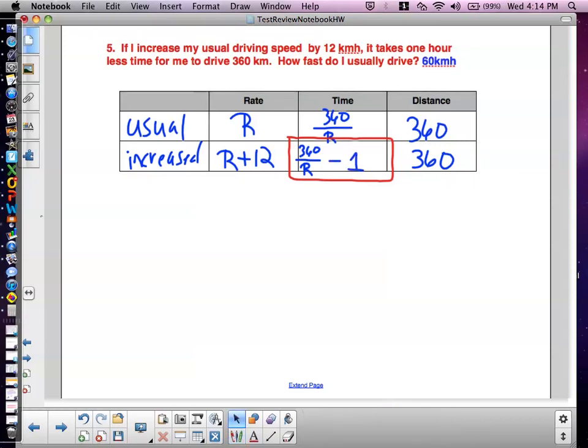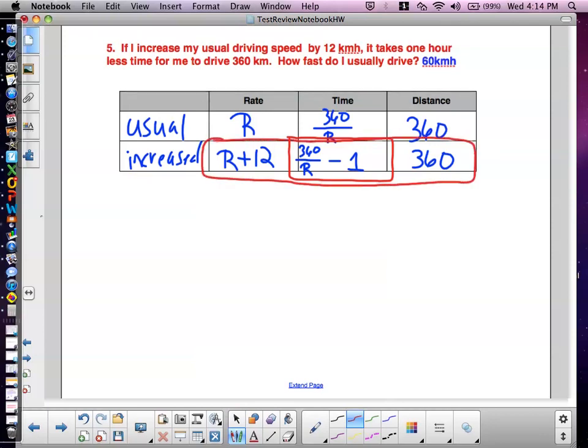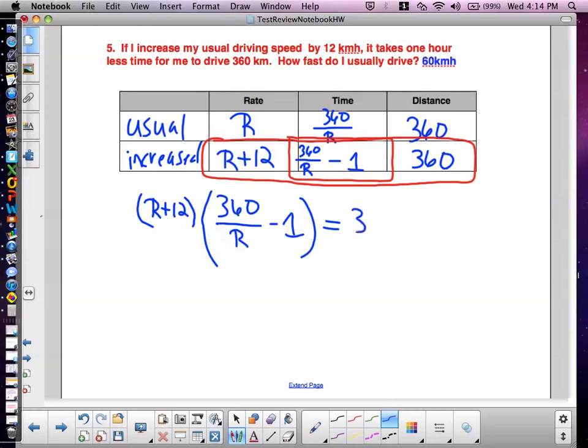So the equation that would allow me to solve for R comes from the second row of the table. I have my rate of R plus 12, times my time, equaling my distance of 360. So now I have choices for solving for R. I could use the LCD method, getting a common denominator in here and then multiplying everything by R over 1. Or I think actually the cleanest, easiest way to do this is just to simply multiply the binomial pairs together.